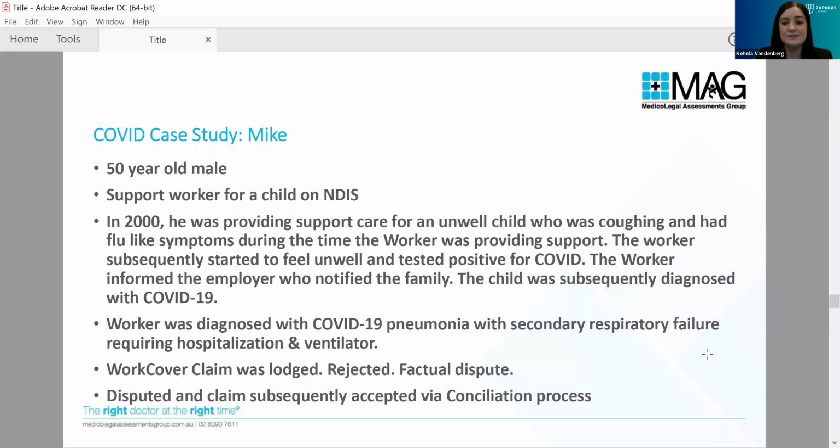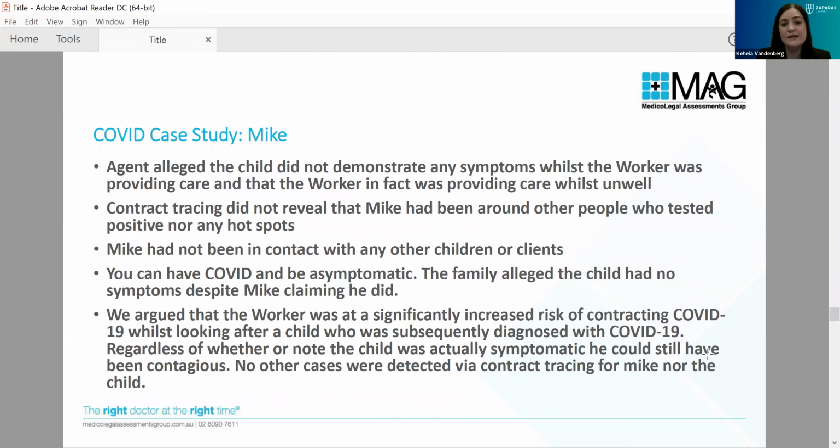The agent alleged, based on instructions from the employer and the worker, that the child did not demonstrate any symptoms whilst the worker was providing care. So the worker, in fact, himself was unwell and therefore must have given the symptoms to the child. However, contact tracing, back in the day when there was contact tracing in Victoria, did not reveal that our client had been around anyone else who had tested positive, nor any hotspots, nor had he been in contact with any other children or clients. And it should be noted that you can have COVID and be asymptomatic. So even if the child didn't have any symptoms, he was positive around some point at the time when the client was caring for him.